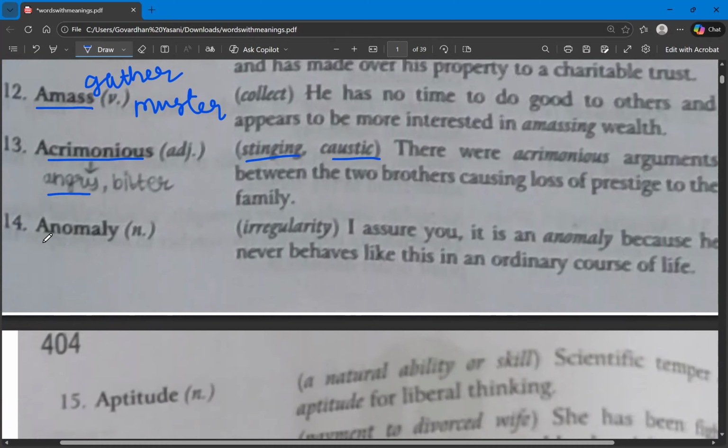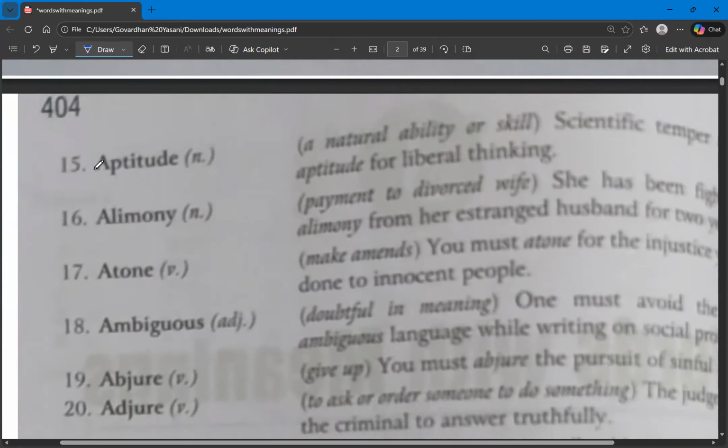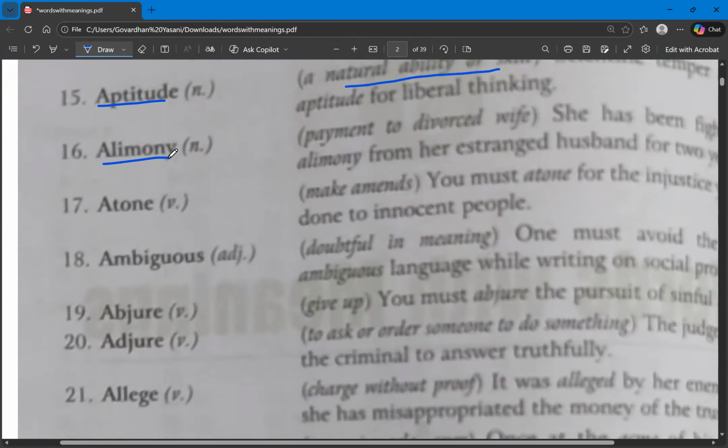The next one is anomaly. It means irregularity. Anomaly in your saying means there is some irregularity in what you are saying. I assure you it is an anomaly because he never behaves like this in an ordinary course of life. So here anomaly means irregularity. Next, aptitude. Aptitude means someone's natural skill or ability. The next one, alimony. Alimony means payment made to a divorced wife. So in the divorce, this is the money paid to the wife.